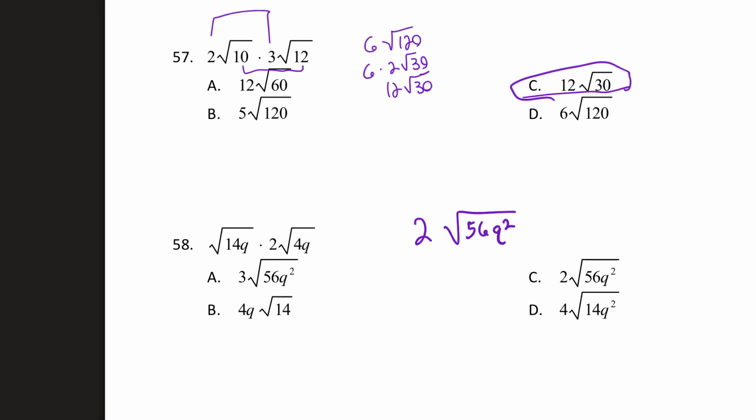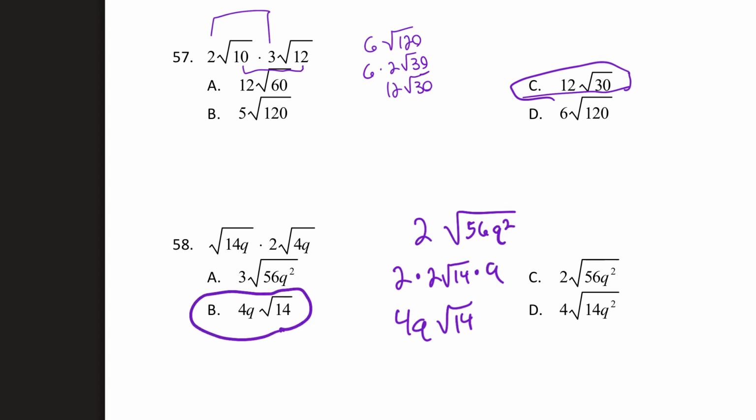Now, if we take the square root of this, the square root of 56, I just realized I could have done this way faster. 2 times the square root of 56 is 2 times the square root of 14. And the square root of q squared is just q. So we have a lot of numbers that aren't underneath the radicals. We have a 2 times 2, which is 4, and that times q is 4q times the square root of 14, which is great because that's b.